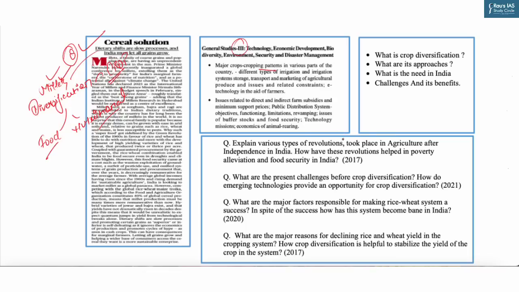Also, this theme is important because UPSC has been asking questions based on different aspects. In 2021, UPSC asked a question related to crop diversification. In 2017, they asked about the types of revolutions that took place in agriculture after independence in India. In 2020, they asked about factors responsible for making the rice-wheat system a success. And in 2017, they asked the reasons for declining rice and wheat yield in the cropping system.